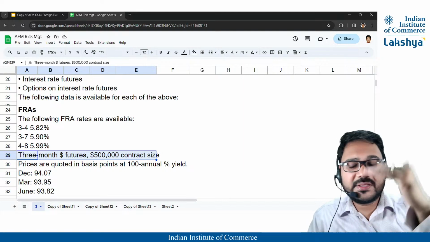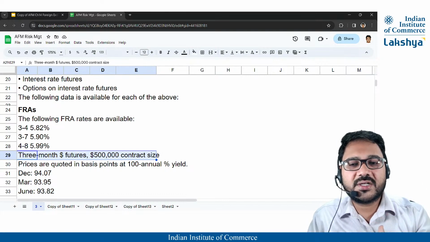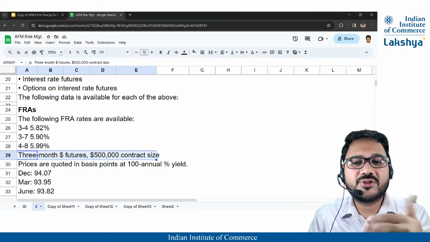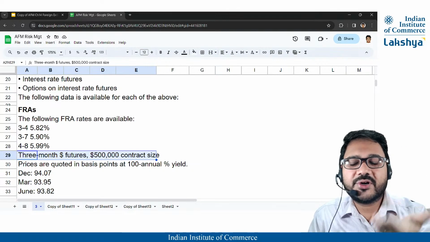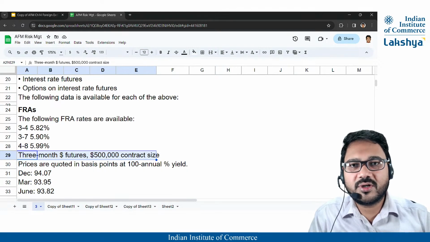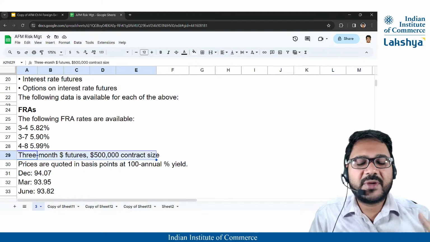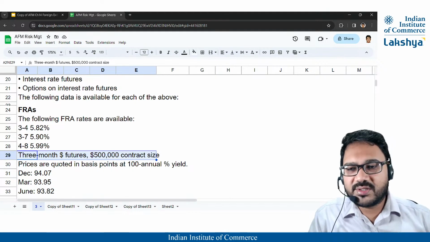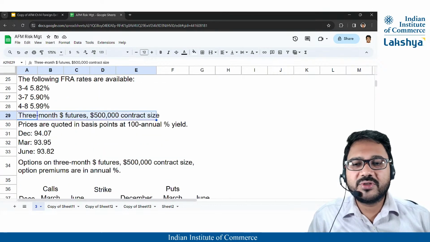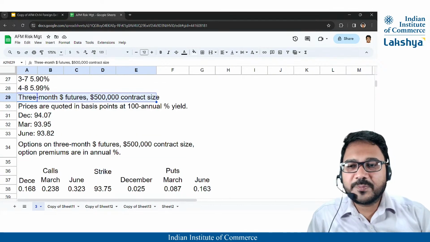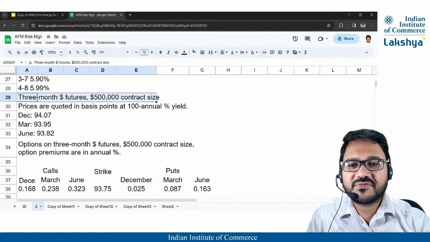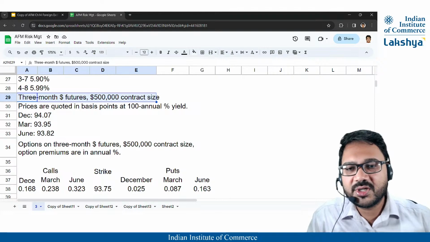Okay, so how do we find the total number of lots that we require? The loan requirement, 36 million, divided by the standard lot size, 500,000, into the required period of the loan, that is 4 months, divided by the standard period of the futures, that is 3. So 36 million divided by 500,000 into 4 divided by 3 will give you the number of lots that you need to sell. Now, options on the 3-month dollar futures, $500,000 contract size, option premiums are in annual percentage.